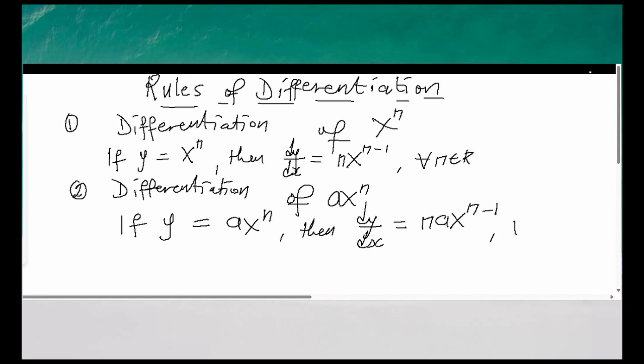For all a and n belonging to real numbers, and a is a constant. a is a constant, right?